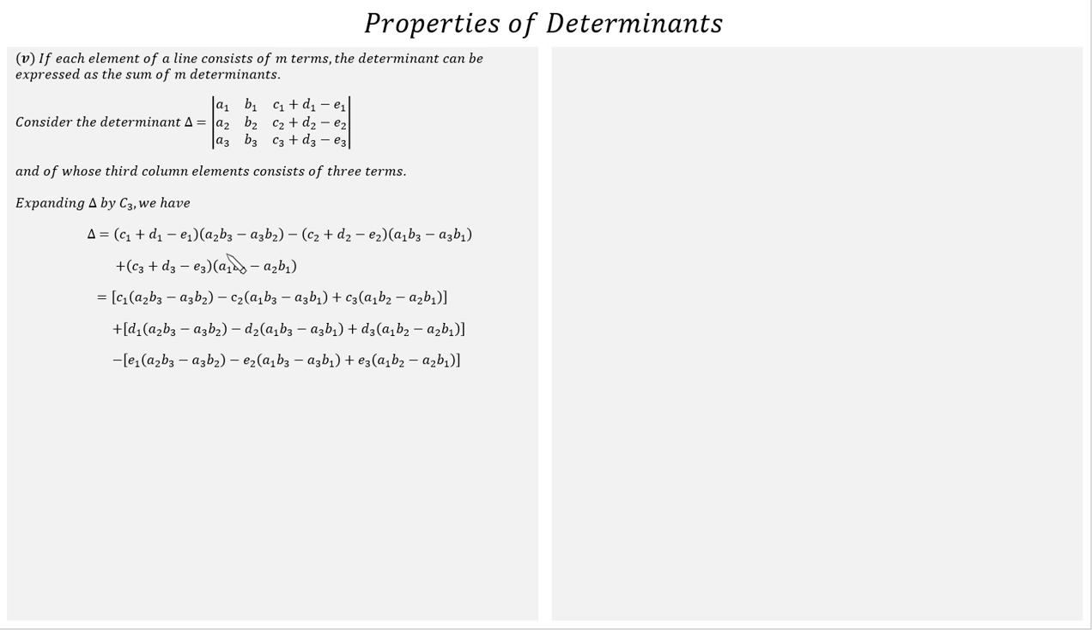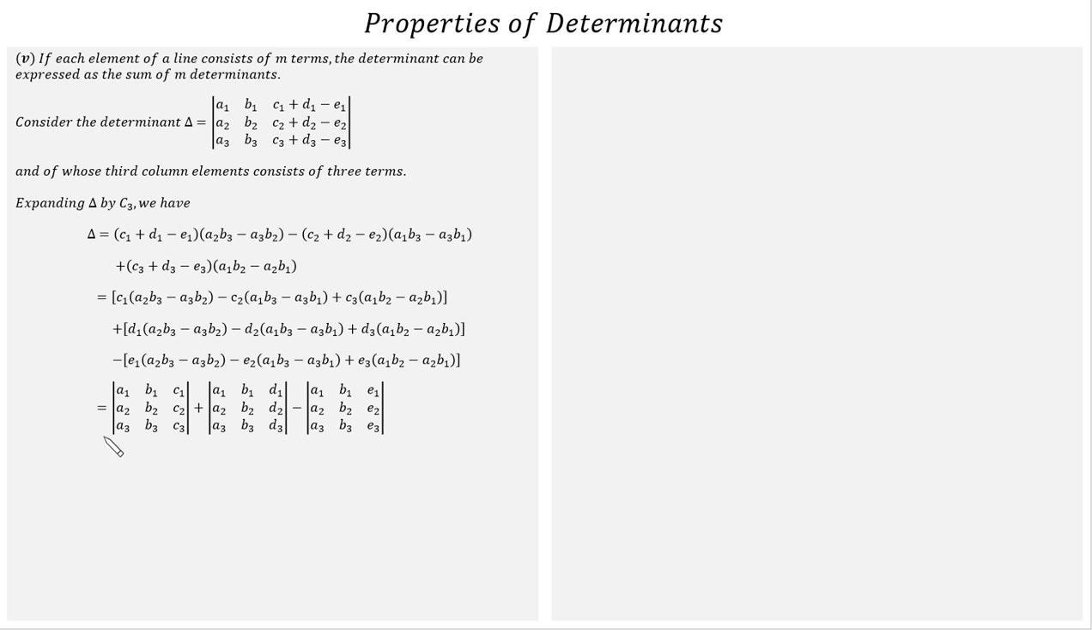Now taking C1 into (A2 B3 minus A3 B2) minus C2 into (A1 B3 minus A3 B1) plus C3 into (A1 B2 minus A2 B1) together, D1 into (A2 B3 minus A3 B2) minus D2 into (A1 B3 minus A3 B1) plus D3 into (A1 B2 minus A2 B1) together, and minus E1 into (A2 B3 minus A3 B2) plus E2 into (A1 B3 minus A3 B1) minus E3 into (A1 B2 minus A2 B1) together. We get this expression by taking minus outside.